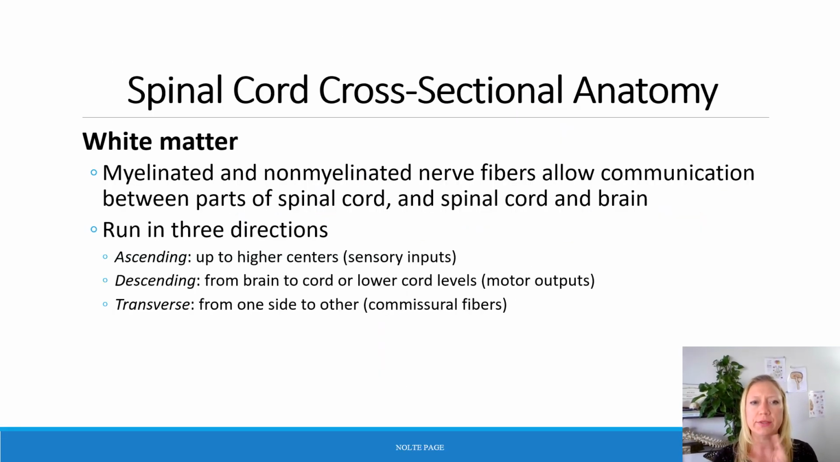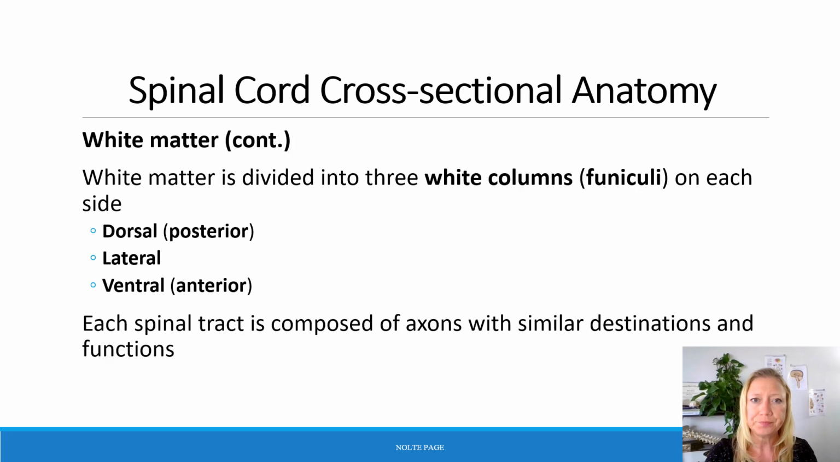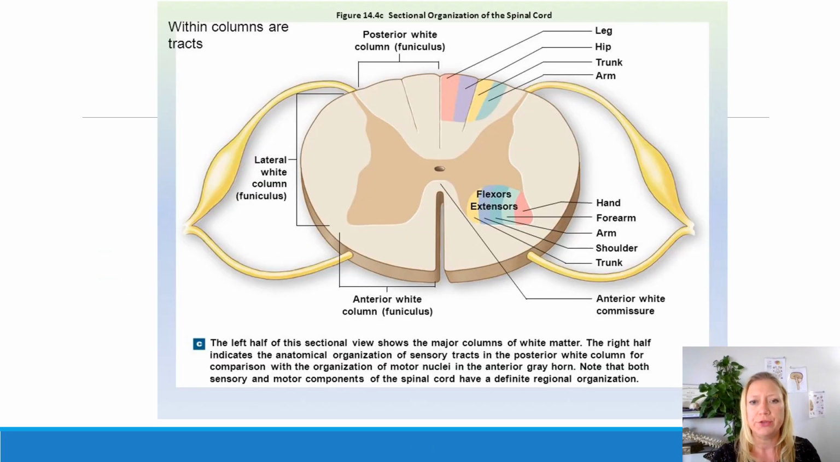All right, some basics here. So spinal cord cross-section, white matter, remember that is the axons. They're myelinated and non-myelinated nerve fibers. They're allowing communication with the parts of the spinal cord. So we have ascending, we have descending, and we have transverse. So some are going up, some are going down, and then some are talking to each other. We saw that, so these are just the words.